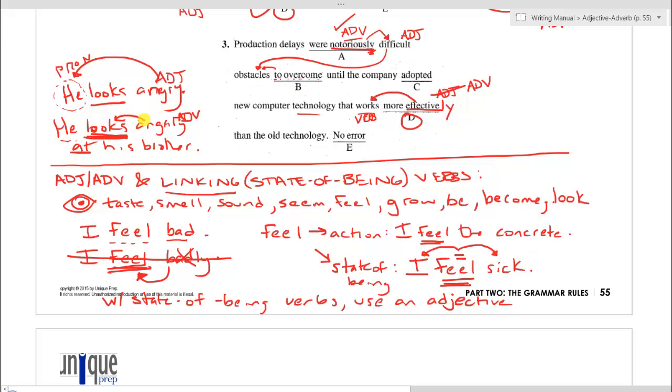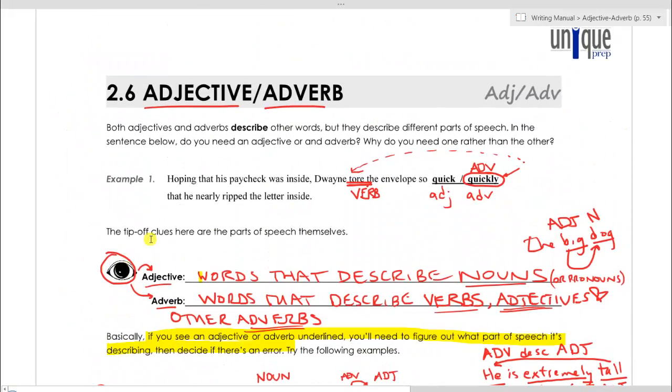So on the SAT, though, ETS will make it very clear whether the verb is being used as an action verb, as it is in this second example, or a state of being verb, as it is in this first example. So once again, overall general rule, just to restate, with most state of being verbs on the SAT, you're going to need to use an adjective, not an adverb. If you see an adverb being used with a state of being verb, most likely that adverb is going to need to be changed to an adjective. So that's it for adjective, adverb. Fairly quick rule. We will go ahead and move on to comparisons.